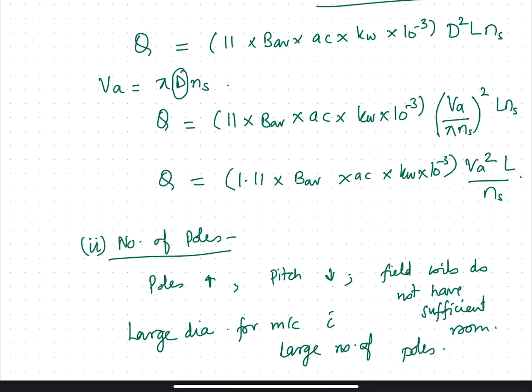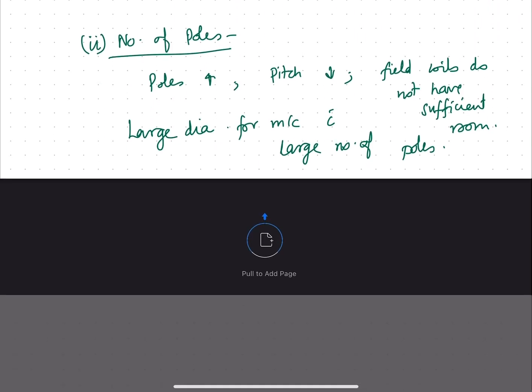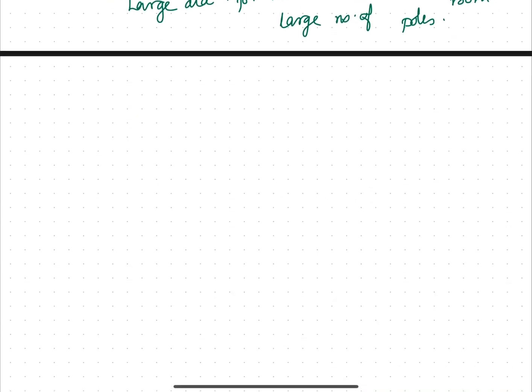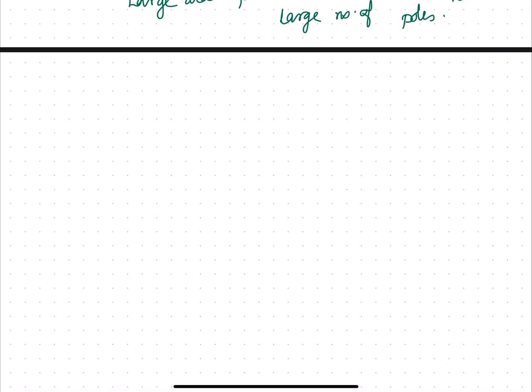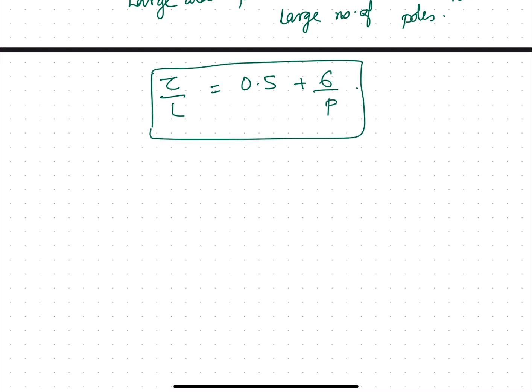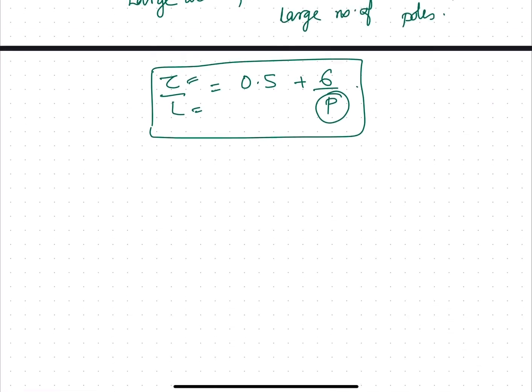The empirical relation for this is given by this expression: tau over L is equal to 0.5 plus 6 over P. Depending on the number of poles, you select the factors tau and L.